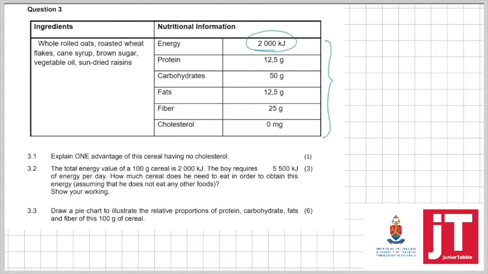When we look at question 3 in the worksheet, we find a table of results. It shows us the energy that a certain food provides per serving. In this case, we're looking at 2000 kilojoules, and what makes this food up: protein, carbohydrates, fats, fiber, and cholesterol, with the relative contribution of each.